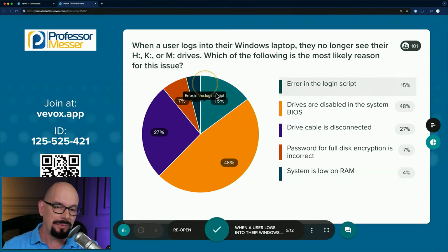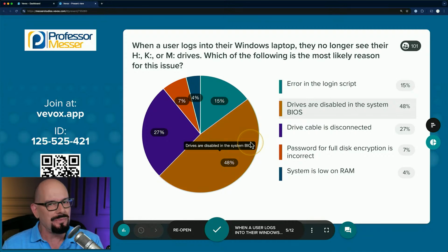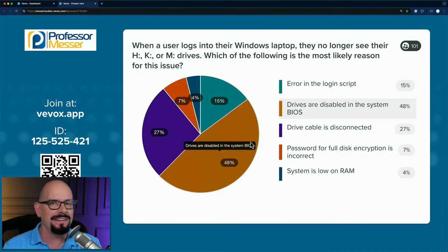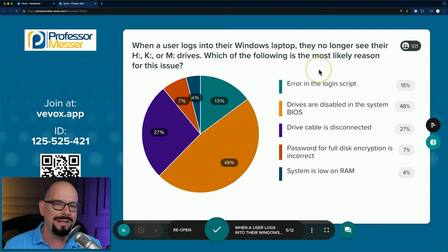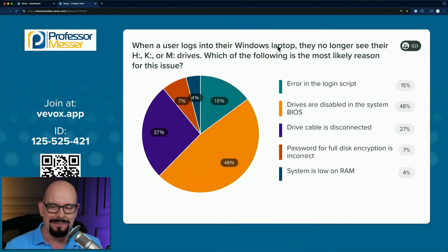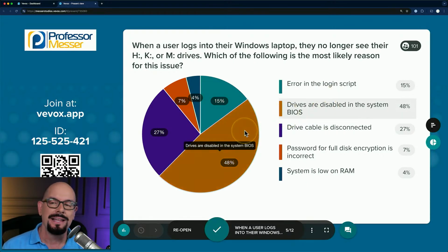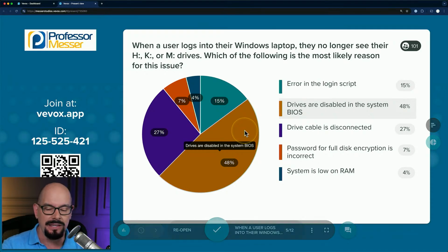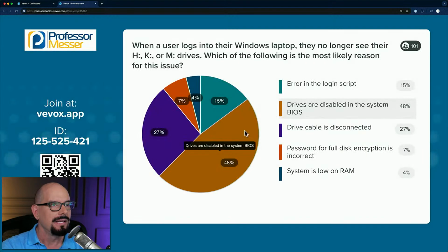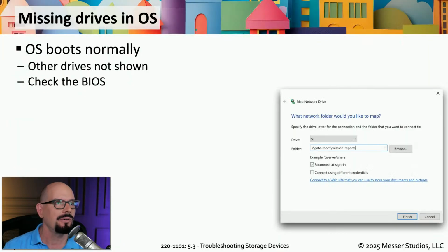You probably don't have 11 drives in your computer. So the 48% of you that say the drives are disabled in the system BIOS, it's unlikely someone has 11 physical drives on their Windows laptop. There's not a laptop out there where I can fit 11 drives onto that system. So drives being disabled in the system BIOS is not the issue that we're having in this particular case. So we have other options, though.